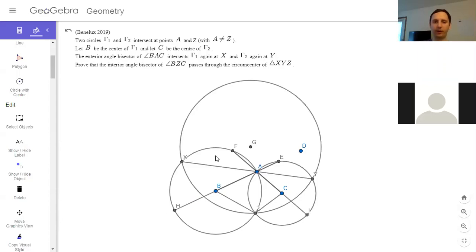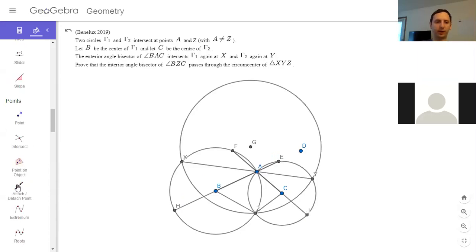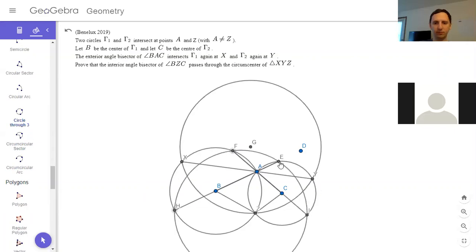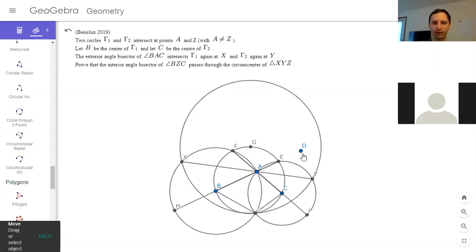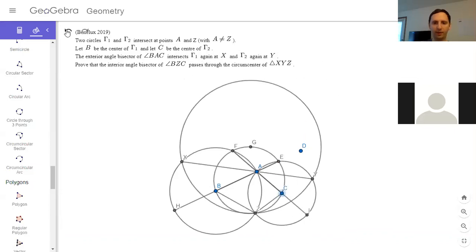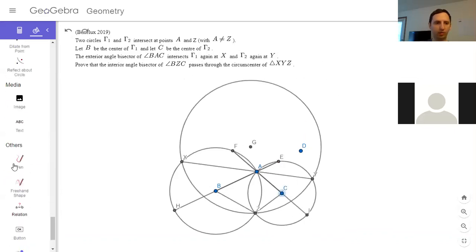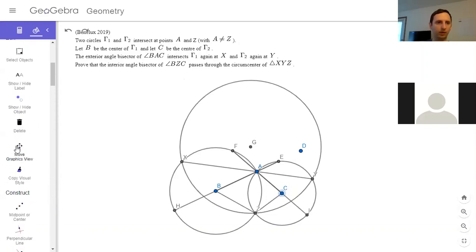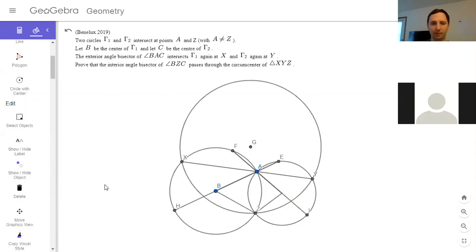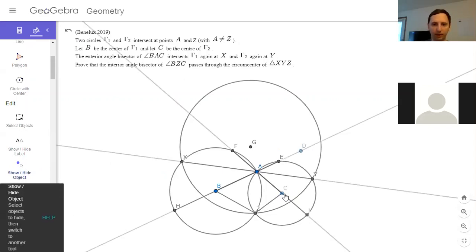I think HFEI might be cyclic. Let me check. Yeah, and I think this is also cyclic. Ooh, and it passes through Z too, it looks like. We could probably prove that using power of a point, I'm guessing. Let's see. I'll hide D for now. Whoops, let me unhide that.